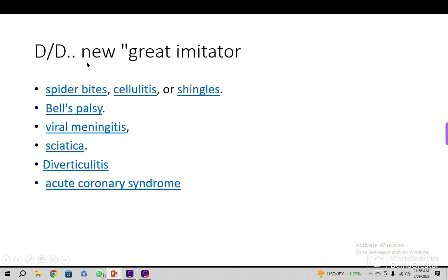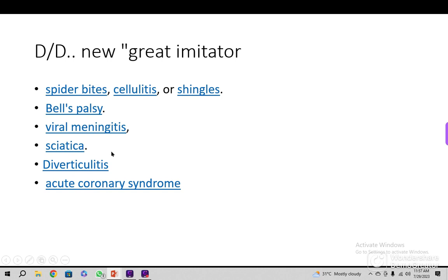Differential diagnosis is a new great imitator. Syphilis should be included as the old great imitator, the classical one. Here is a great imitator, new. From the spider bites, you have to exclude cellulitis, shingles, and Bell's palsy.